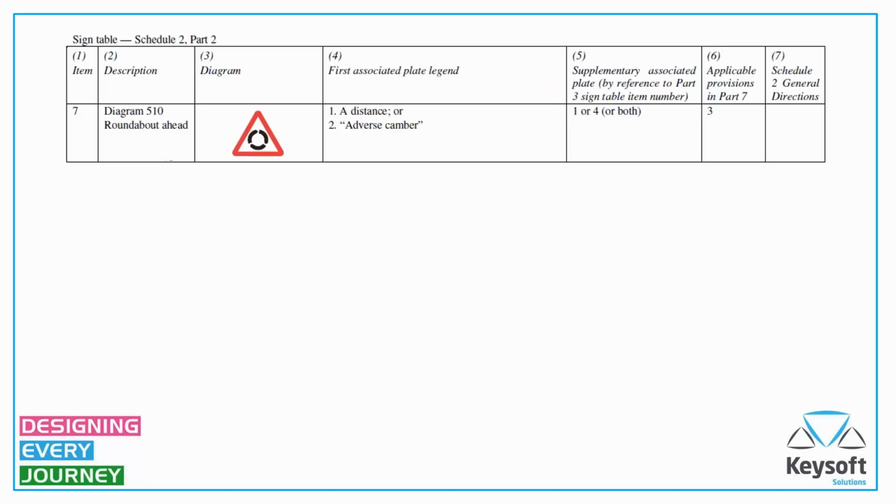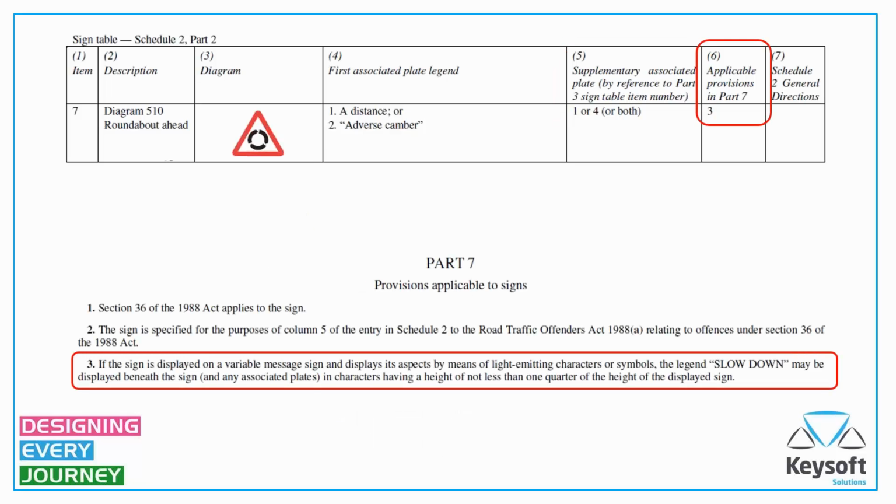Okay, so one thing, let's just move on to the provisions there. The applicable provisions in Part 7, Item 3. Let's not concentrate on the detail of that text, but you can see that we would leaf forward to Part 7 and find the provisions, in this case number 3, and it's all about the provision of a roundabout sign on a VMS, on a variable message sign, where you can have the legend slow down. So that's an additional provision, an additional legend that would be permitted under the new regulations for that sign when used on a VMS.